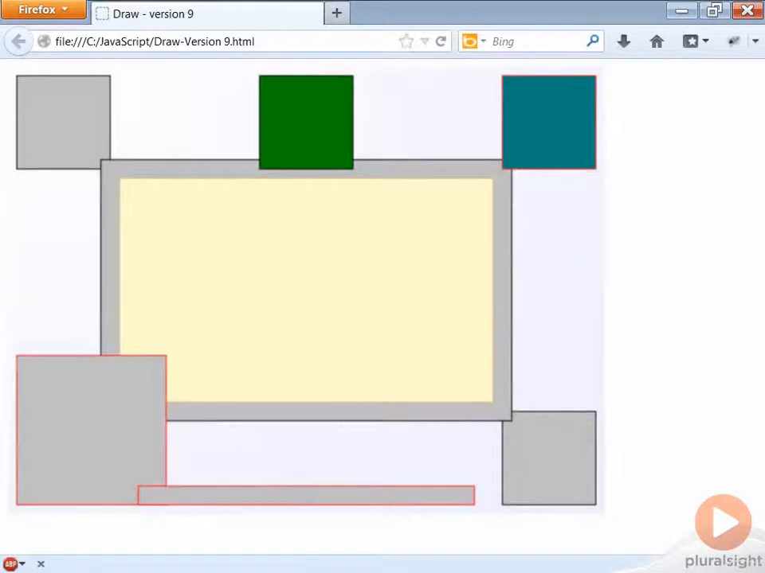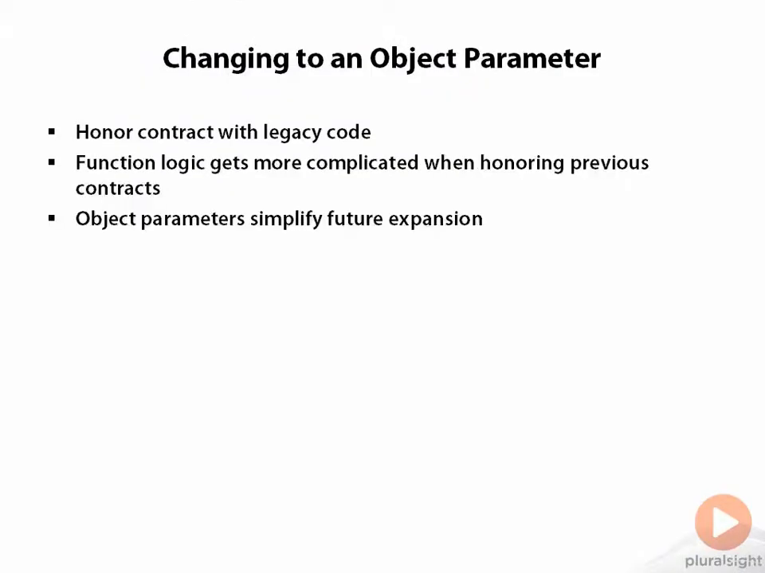That lemon chiffon and burley wood is still bothering us. What a journey! We're ready for future expansion now. If any more parameters are needed, we can just make allowances for a new object parameter in the function, and we won't break any contracts with legacy code.